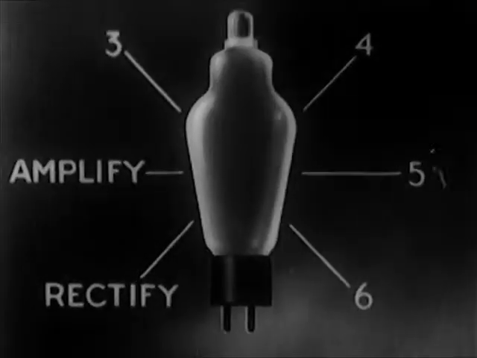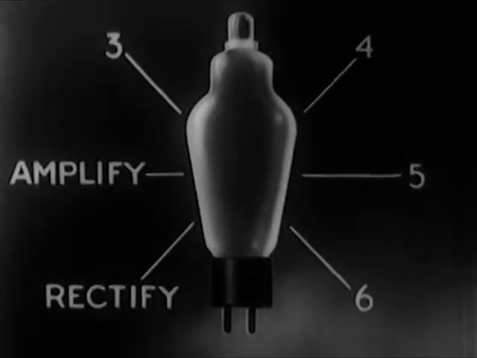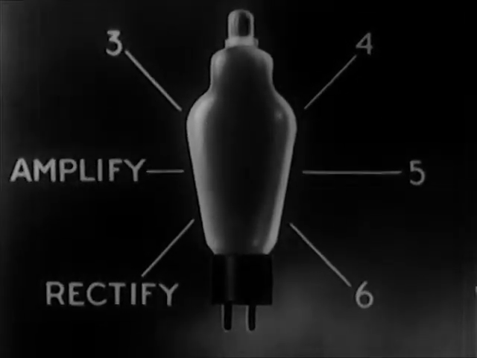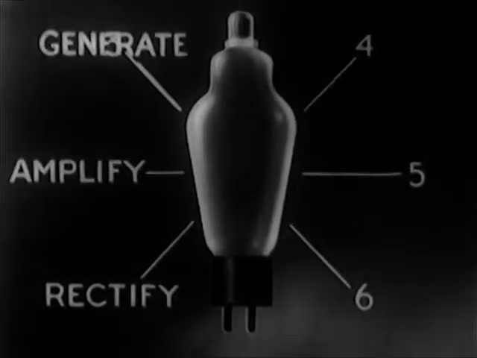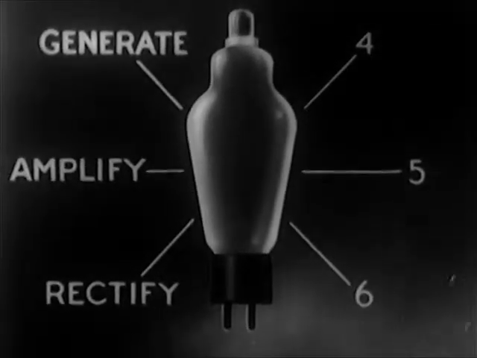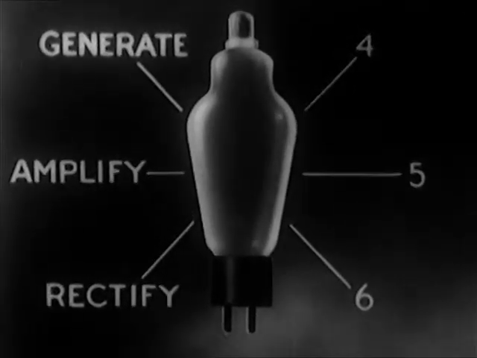Up to now, we've considered two of the basic things that the electronic tube can do. It can rectify, it can amplify. A third thing it can do is generate. The term generate in this connection is meant in a general rather than a technical sense.